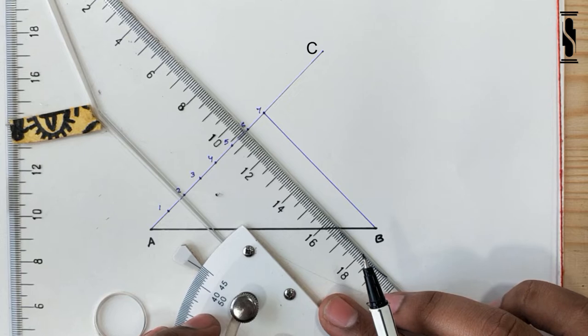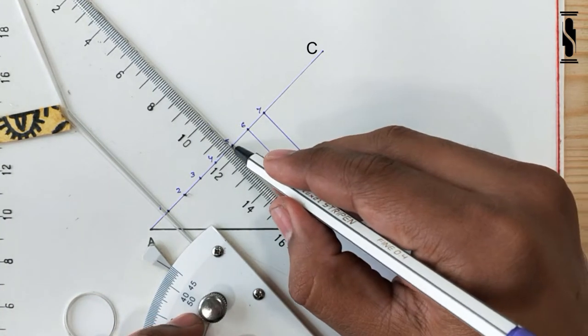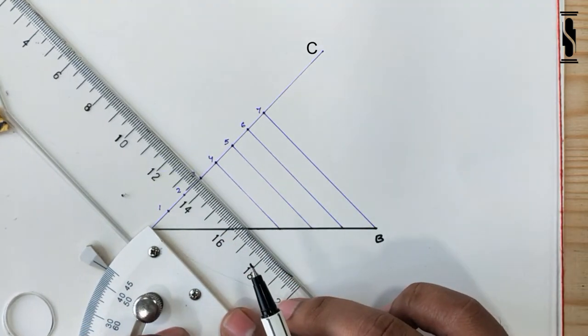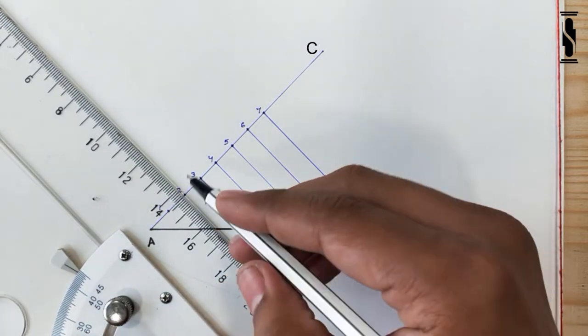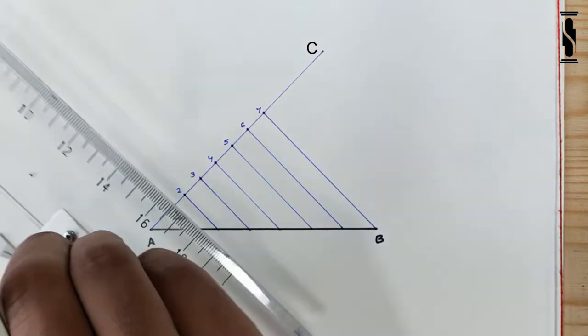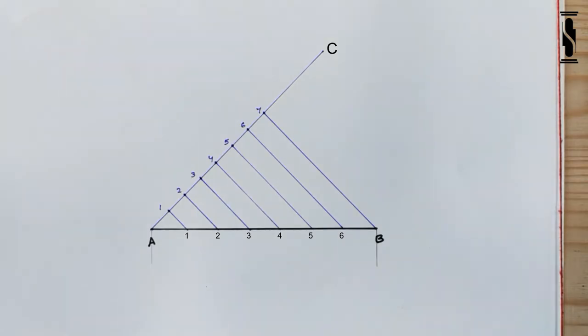Now, drop inclined lines on line AB from points 6, 5, 4, 3, 2, 1, parallel to line 7B, cutting the line AB at 6, 5, 4, 3, 2, and 1 respectively. Now, the line AB has been divided into 7 equal parts. You can verify this by measuring the length of each part.